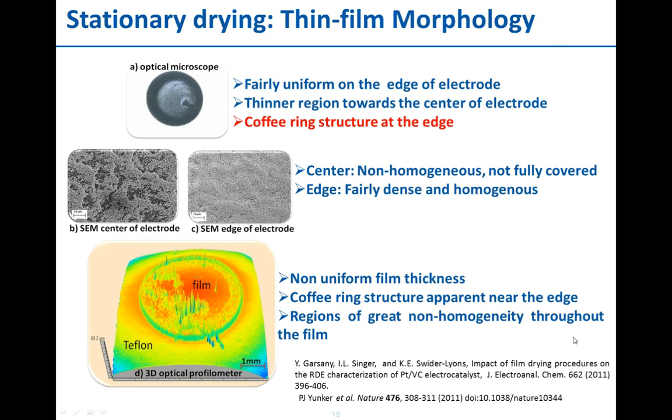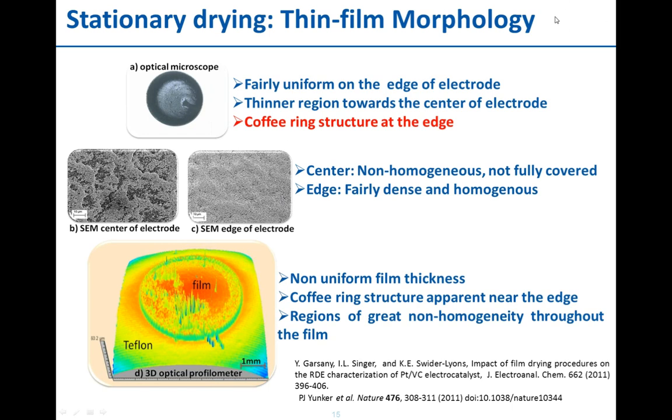And when I do a 3D optical profilometer on the film, you can clearly see that you don't have a uniform film, and it's a very coffee ring structure. And this is predicted in the literature. I mean, the papers by Jonker and that in Nature clearly show how films dry. They even have a movie showing how films are going to dry when you do it stationary.